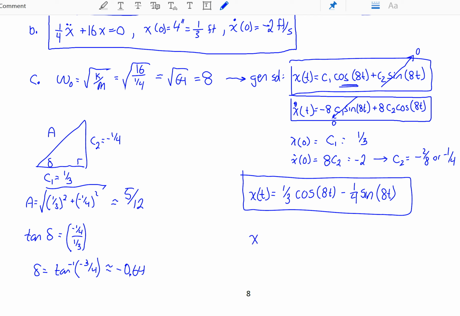Which gives our alternate solution in the form 5/12 cosine of 8t. Remember, our alternate form has a minus here, but our delta ends up also being negative, so it's going to be plus 0.64. And this is the alternate form of our solution.